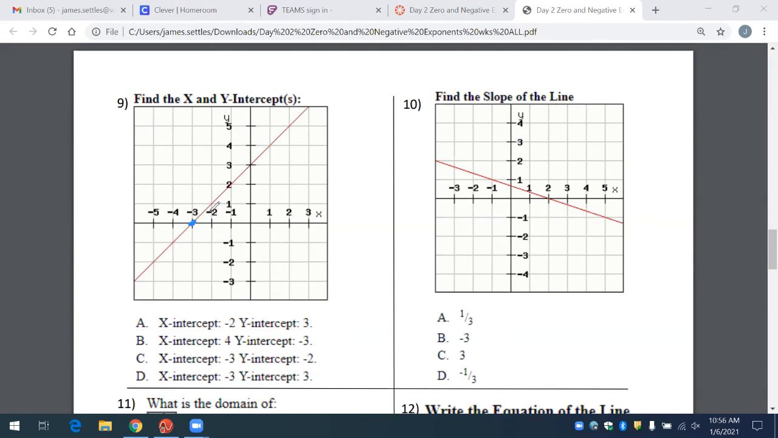So where does that touch the x-axis? -3 right there. So immediately go to your answers. Mark off A because that says the x-intercept is -2. B says the x-intercept is 4. But C and D both have -3. So now we got to look at the y-intercept. If the x-intercept is where it touches the x-axis, the y-intercept is where it touches the y-axis. It touches at 3 right there. So the only one that has 3 would be D.